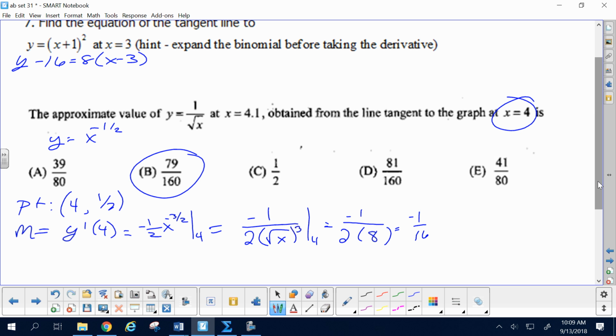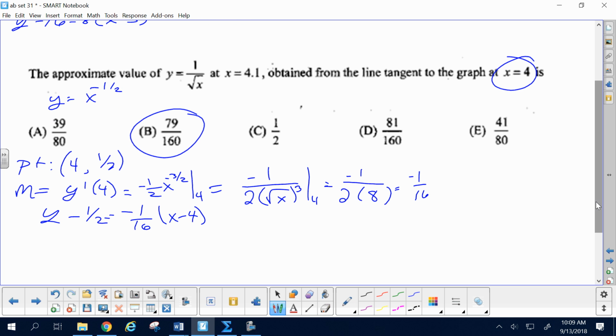Do you agree? Okay. So then write the equation of the tangent line. Y minus 1/2 equals negative 1/16 times (x minus 4). If that's out of nowhere, if you don't know where I'm getting at, ask now. That's point slope form. Okay. All right.